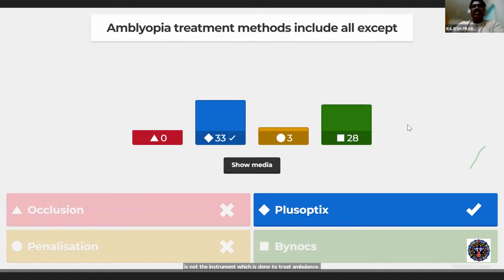And occlusion and penalization is, of course, a standard answer anybody should be knowing. I'm really surprised somebody has answered penalization also. Penalization is the one in which they use atropine ointment to make the eye blurred than the amblyopic eye. So that's one of the methods probably not done very routinely nowadays. That's why I think there is some confusion. Occlusion is the gold standard, and you should know about atropine penalization also. You can go to the next question.